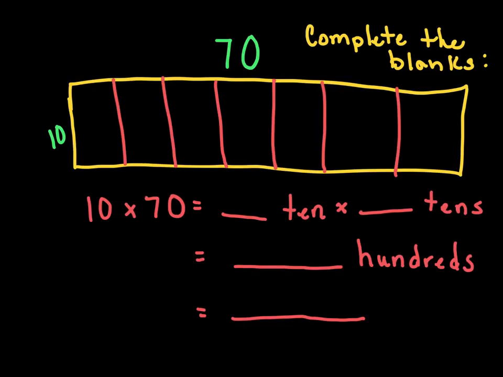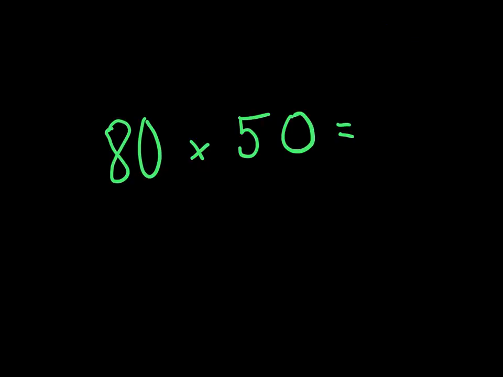Complete the blanks. 10 times 70 gives you how many tens, which is equal to how many hundreds, and then give me the real answer, the final product. This is a multiplication sign, by the way. Good luck, and I want to see your work tomorrow. Last one, 80 times 50. Bring in your work tomorrow.